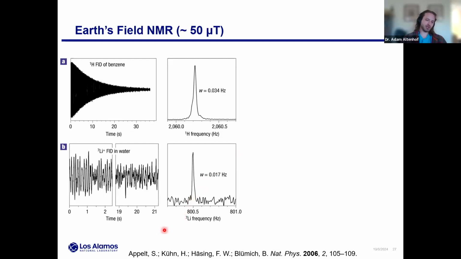It's a really nice paper from Stefan Appelt and Bernhard Blümich, where they're measuring, say, proton NMR of benzene at Earth's field, with signal decaying well over 20, 30 seconds and a line width of just 34 millihertz. Similar story with lithium NMR, a line width of 17 millihertz. So really just amazing resolution.